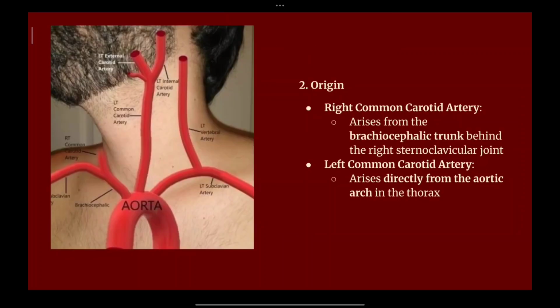Now, the origin of the right common carotid artery: it arises from the brachiocephalic trunk behind the right sternoclavicular joint. So this right common carotid artery is arising from the brachiocephalic artery. From the aorta, at the arch region, there are 3 major branches from the arch of aorta, which are the brachiocephalic, the left common carotid artery, and the left subclavian artery. But the right common carotid artery arises from the brachiocephalic artery.